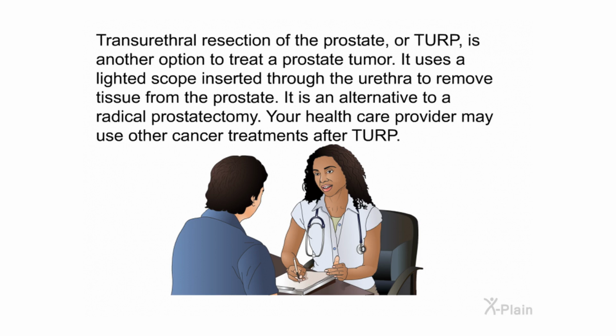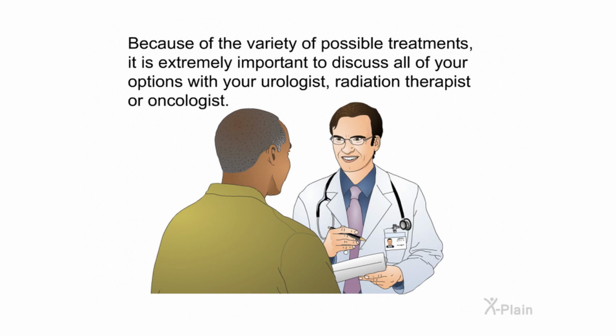Transurethral resection of the prostate, or TURP, is another option to treat a prostate tumor. It uses a lighted scope inserted through the urethra to remove tissue from the prostate. It is an alternative to a radical prostatectomy. Your healthcare provider may use other cancer treatments after TURP. Because of the variety of possible treatments, it is extremely important to discuss all of your options with your urologist, radiation therapist, or oncologist.